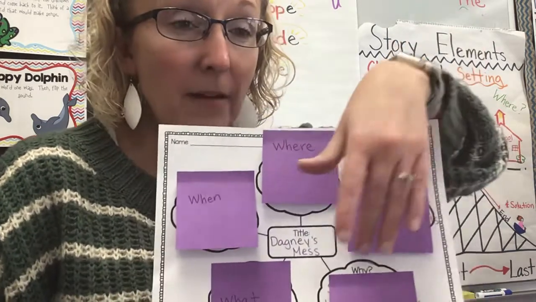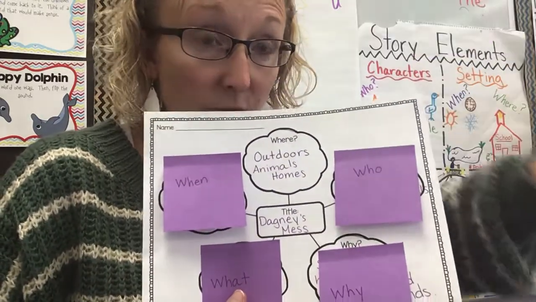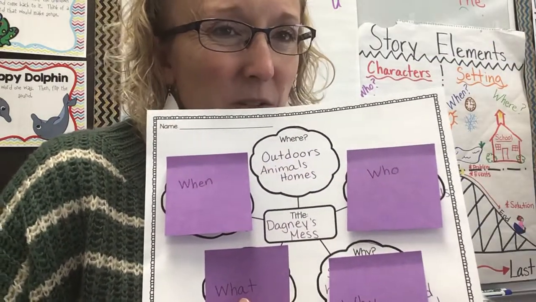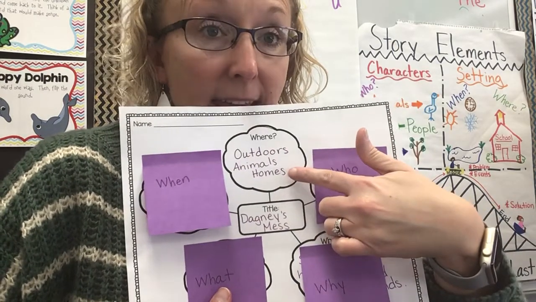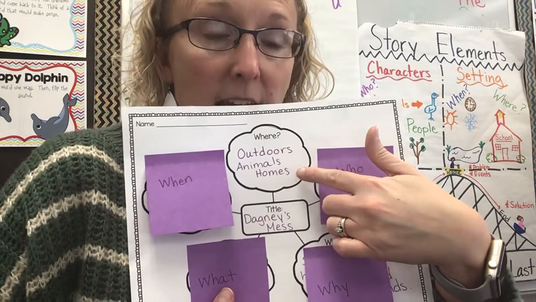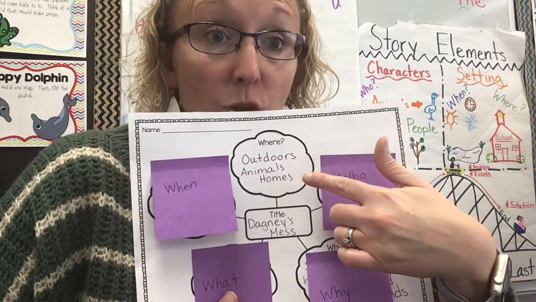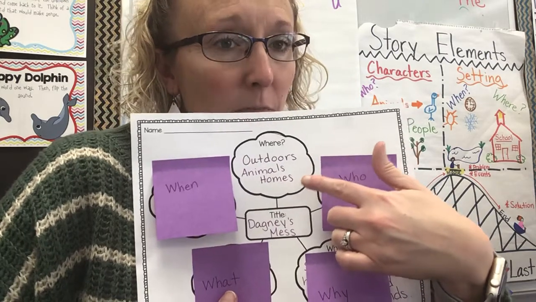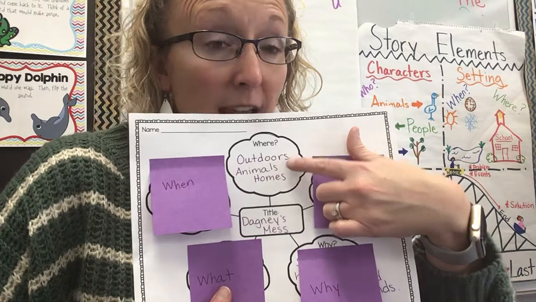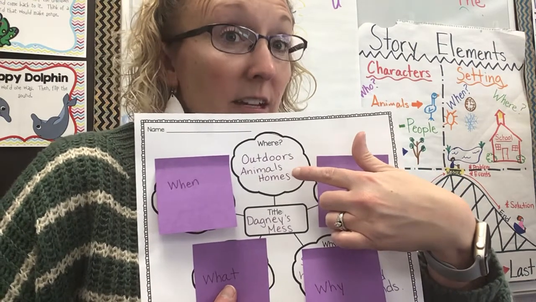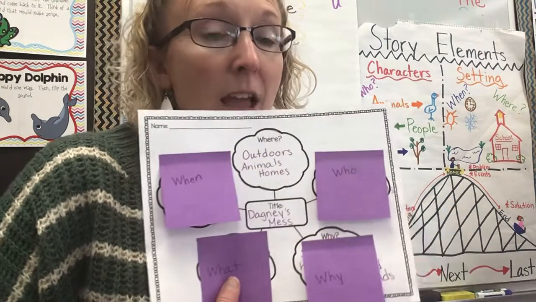So I thought about it, and it's happening outdoors. Everything's really outdoors, right? I could say forest, but it's not all in the forest. But it is mostly by the animals' homes, isn't it? It's by the beaver's home and the mole's home and the squirrel's home. So that's an important piece. That's an important where. Outdoors is an okay answer, but animal homes is better, isn't it? Because that is where the important things were happening.